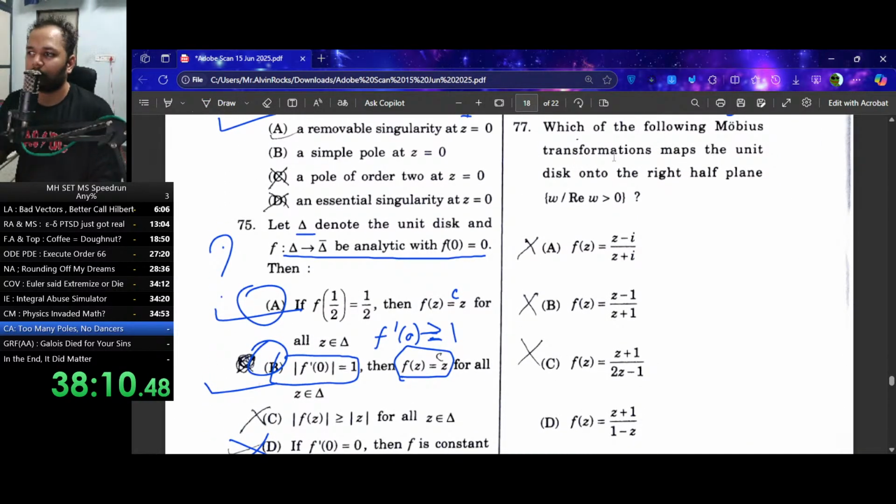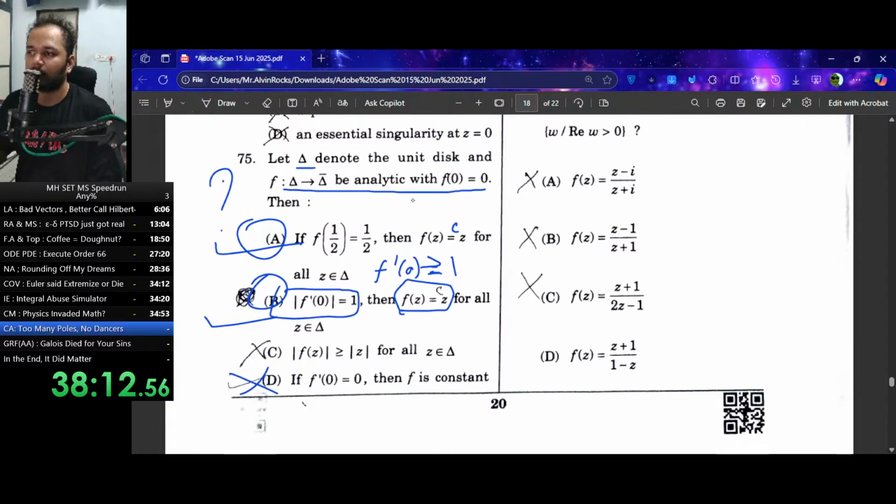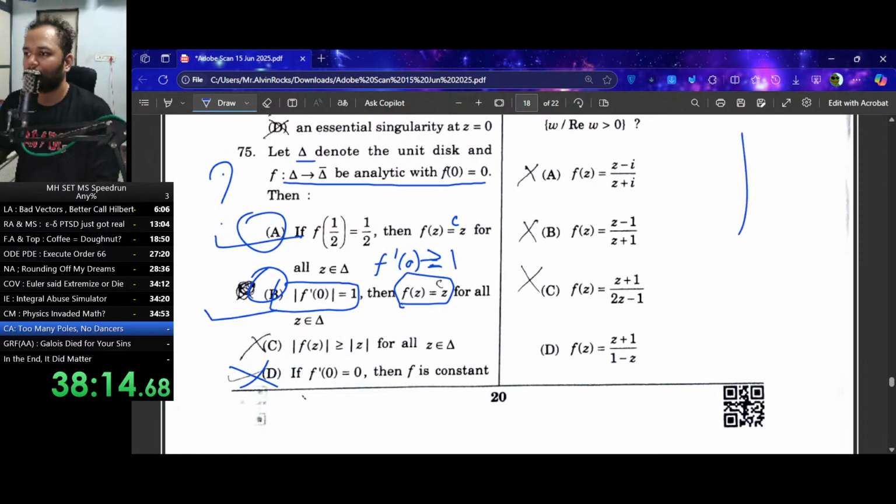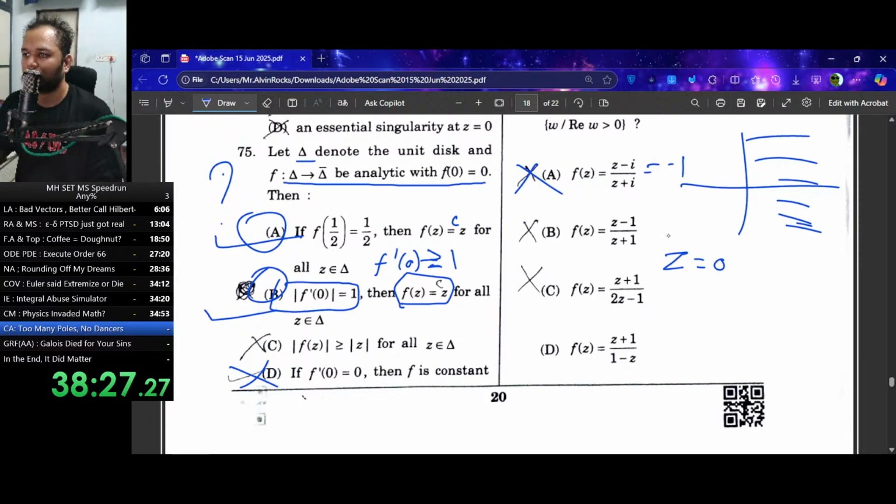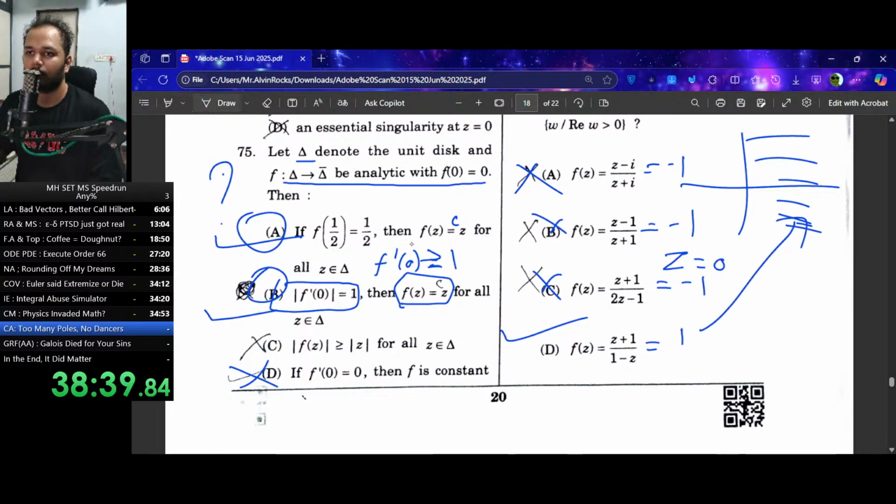So, the following maps the unit disk onto the right half plane. Basically, if it is the right half plane, that means for any point it will satisfy the condition. So take z is equal to 0. So this is minus 1, not possible. Minus 1, not possible. And this is going to be plus 1. This is possible, so therefore it is actually being mapped to the right half plane.